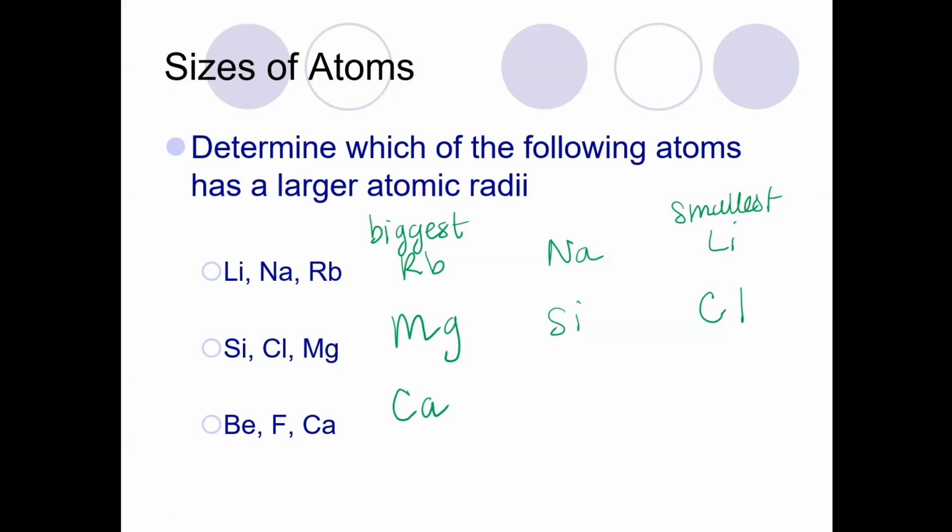And then we're going to go to the next element that's the most to the left and furthest down, so beryllium. And then the one that's not the most to the left or the furthest down, or the one that's most to the right and the highest, is fluorine.